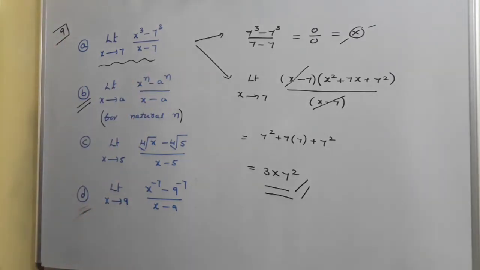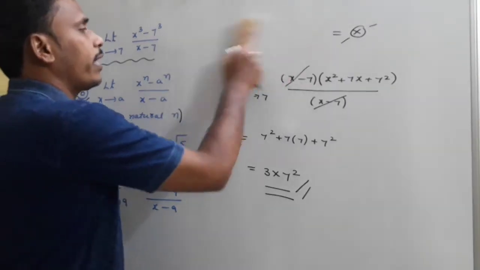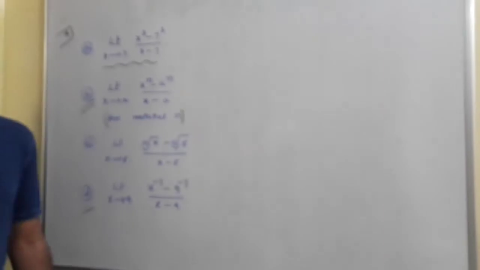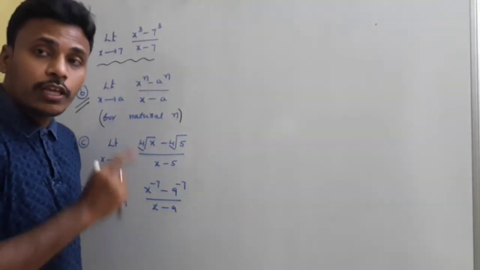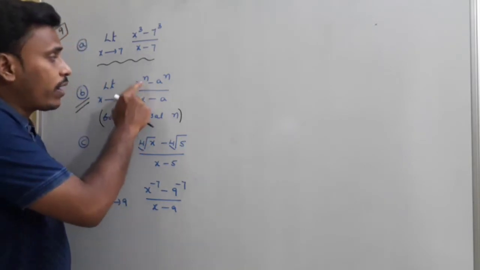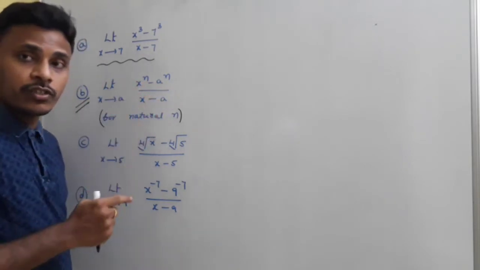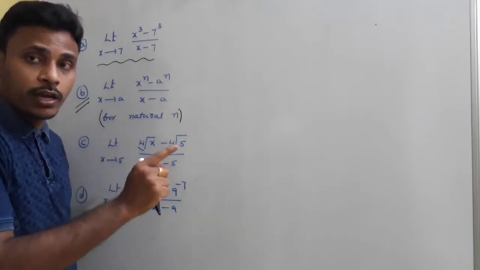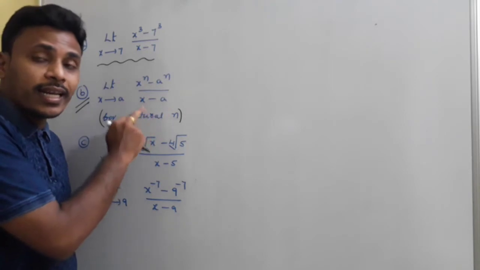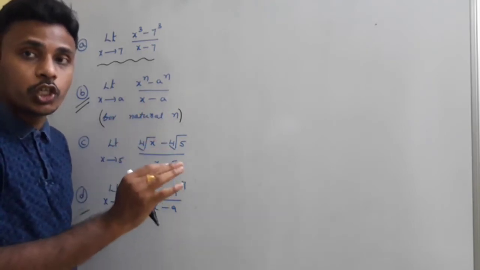When you pay attention to this bit B, limit x tends to a, (x power n minus a power n) by (x minus a). Usually the first thing is substituting x as a in that. If you substitute x as a in it, what will happen? a power n minus a power n by a minus a. Is it right? Okay. I think it is clear. So when you substitute x as a, you will again get an indeterminate form, 0 by 0.